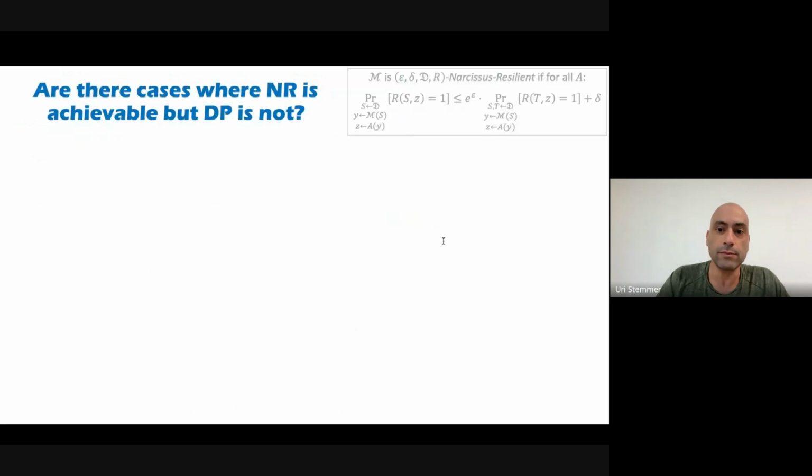Okay. So here I just copied the definition of Narcissus resiliency, and now that we have this definition, we can ask if there are cases where it actually helps us, in the sense that we could satisfy it while getting improved utility compared to what we know we can get while satisfying differential privacy, right?